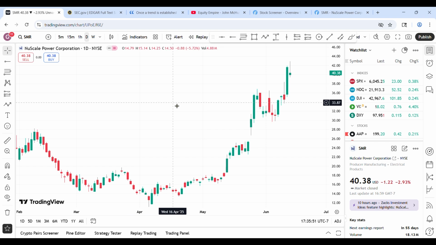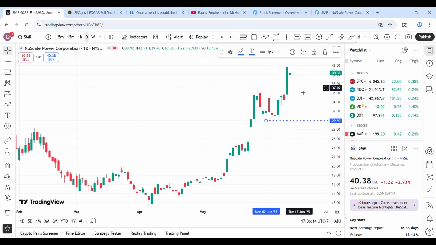And you don't need to be a nuclear scientist to recognize that NuScale Power is in an uptrend. So I'm not going to spend a whole lot of time assessing the trend. But we are going to do one thing, which is identify the most recent swing low, which is the controlling swing low. And that is this point right here.